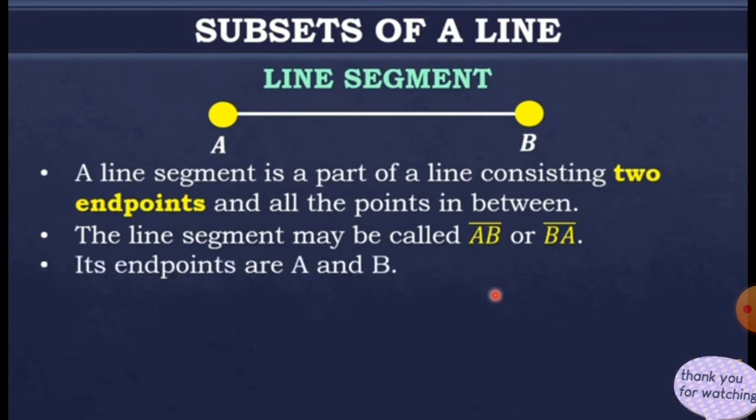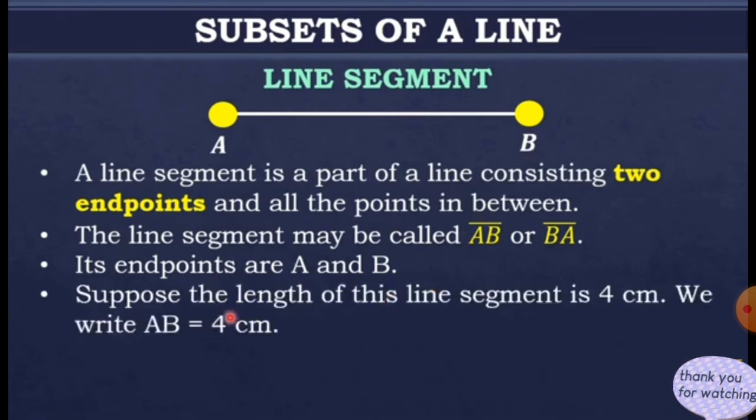So, kapag tinanong tayo, what are the endpoints? Okay, so ang endpoint po natin, madali lang po yan, A and B. Okay, since meron tayong dalawang endpoints sa line segment, ibig sabihin, yung endpoints niya ay A and B. Okay? And, suppose that the length of this line segment is 4 cm. Halimbawa, the measure of this line segment is 4 cm, 4 centimeters. So, we will write this as AB is equal to 4 cm.